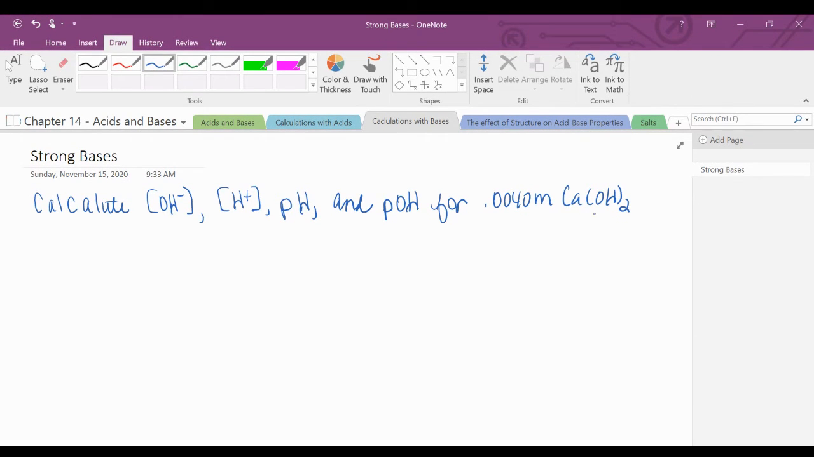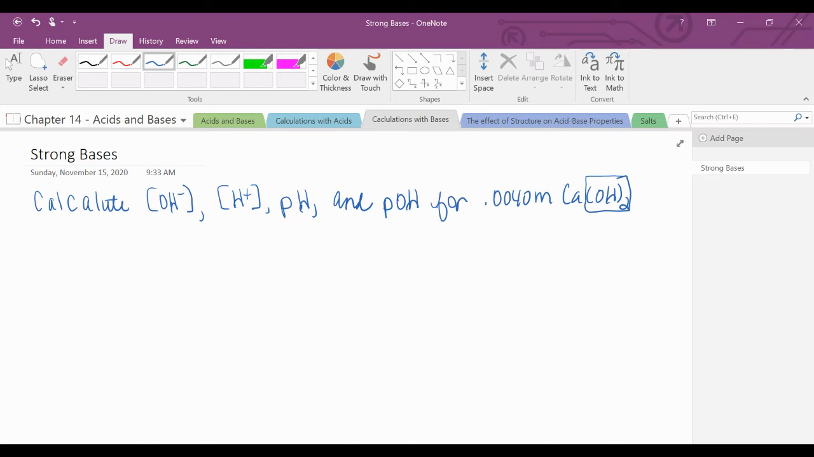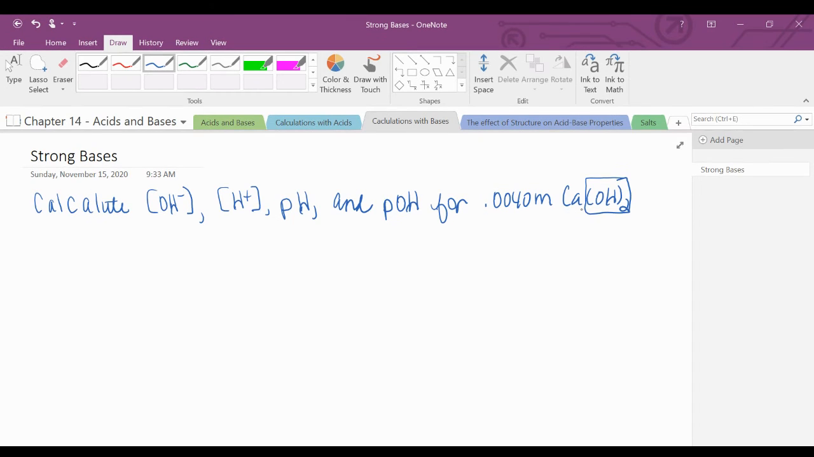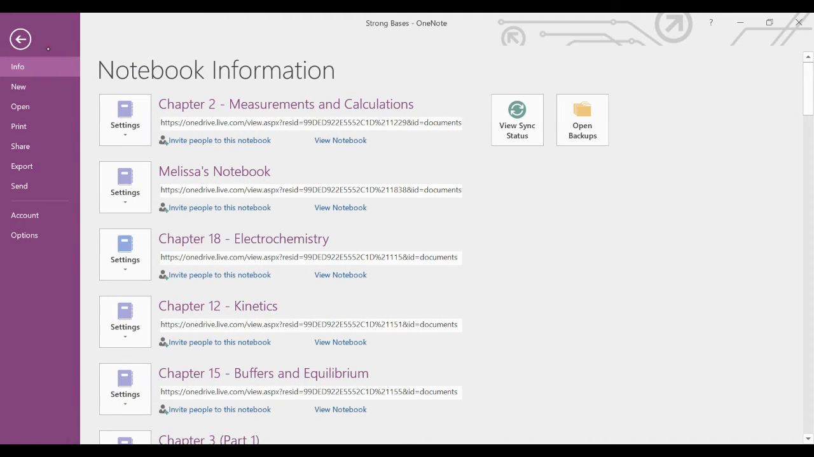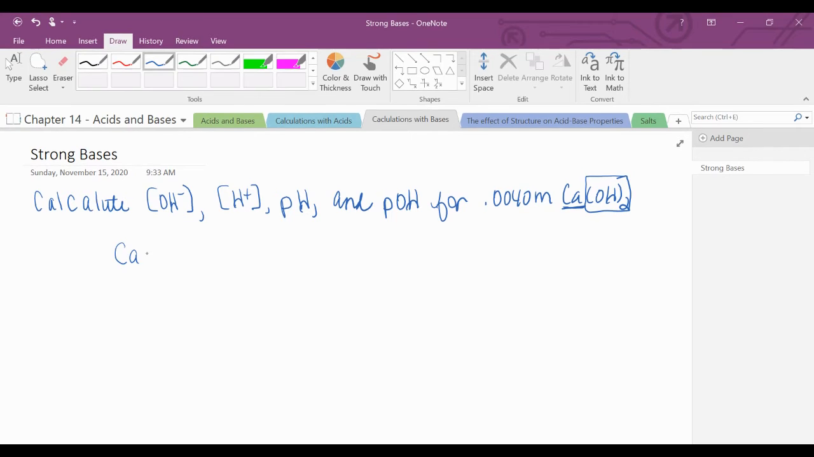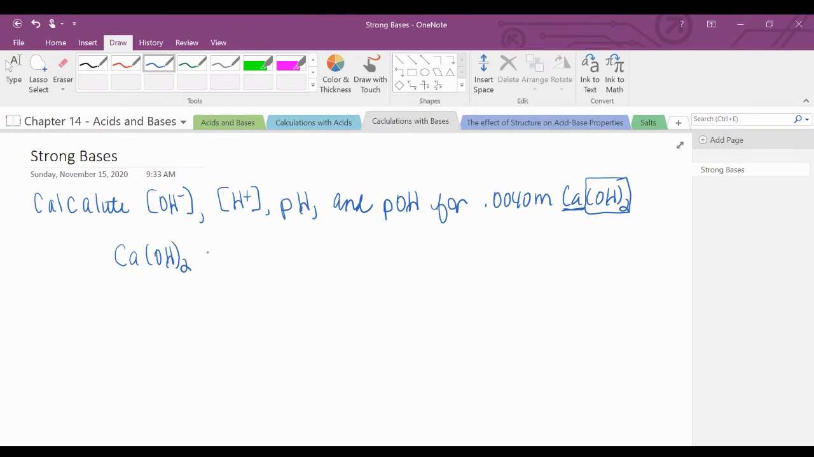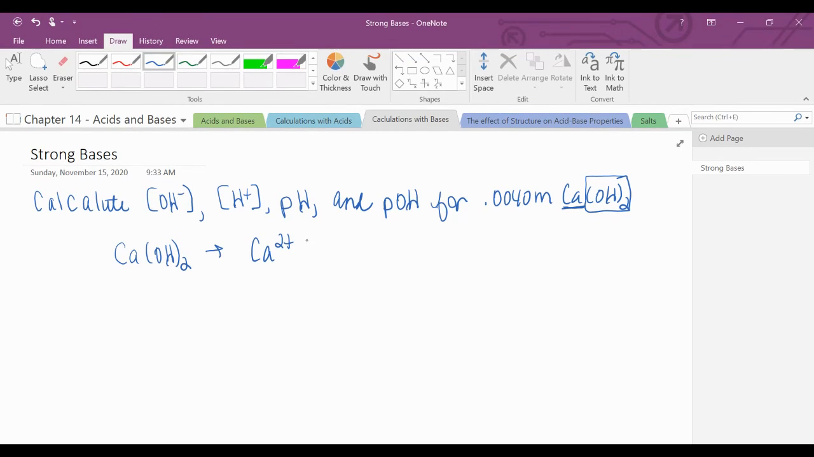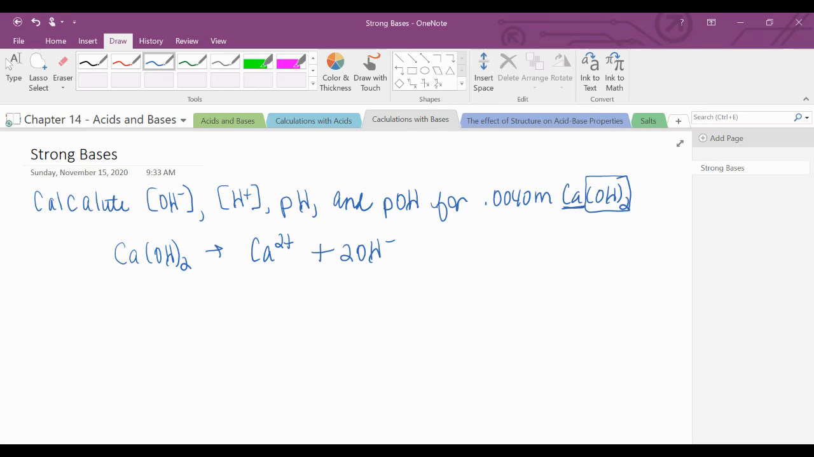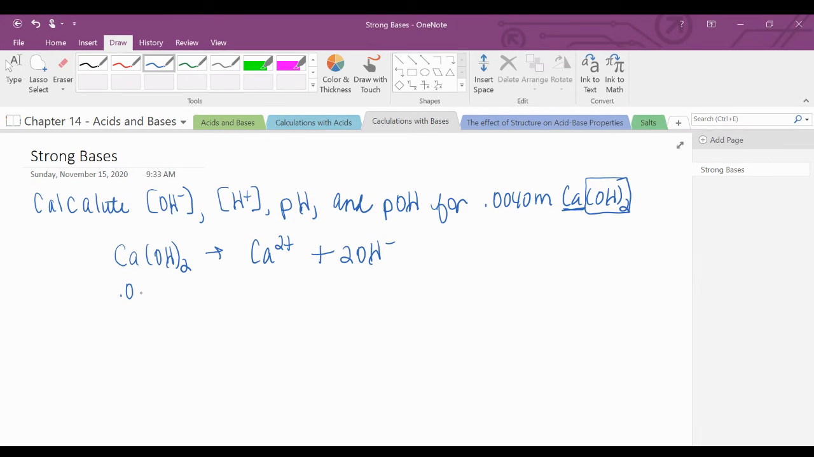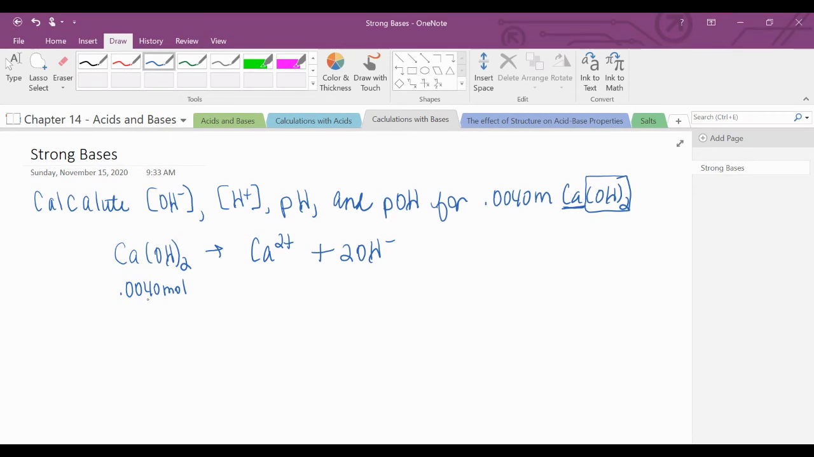Okay. So again, bases have a hydroxide ion, and we know this is a strong base because the metal attached to it comes from group 1 or group 2. In this case, calcium comes from group 2. So we're going to write our dissociation equation first. So this breaks apart to give me a calcium ion, and it gives me 2 hydroxide ions. And so the concentration of calcium is 0.0040 moles per liter.